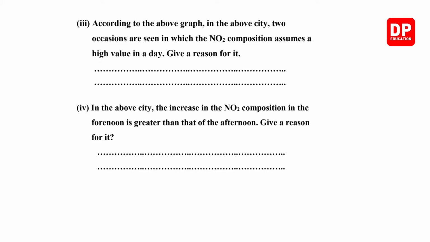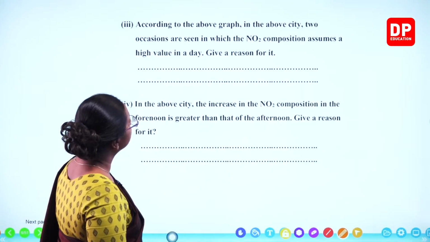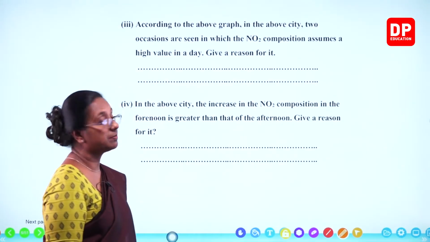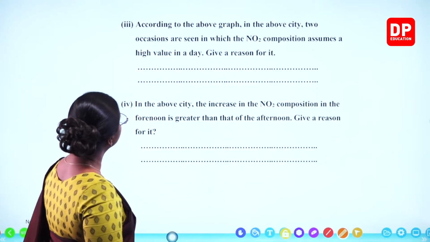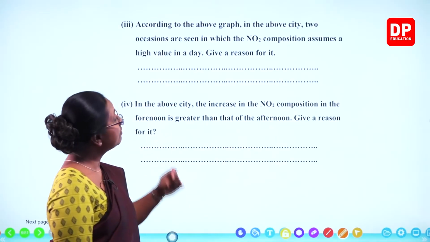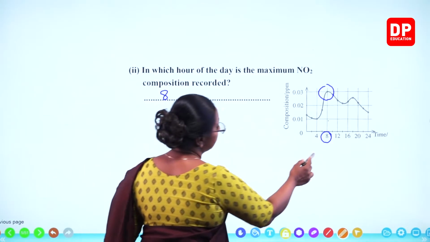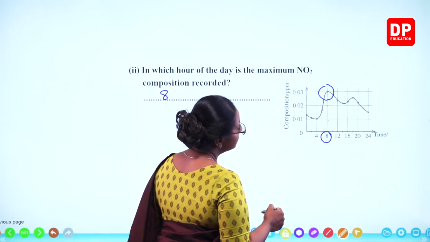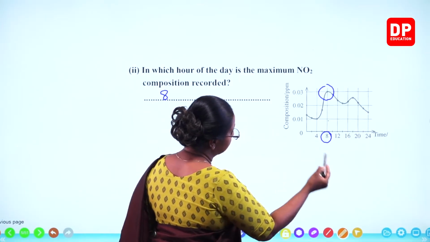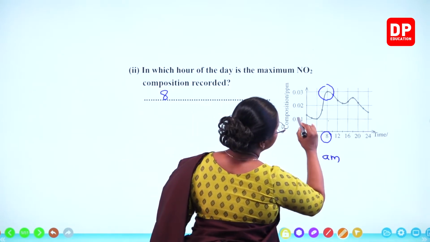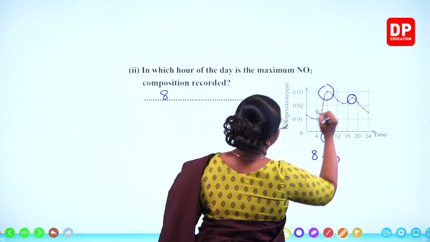Then the next question, third one. According to the above graph, in the above city, 2 occasions are seen in which the NO2 composition assumes a high value in a day. Give a reason for it. Now, if we look at the graph, this is one instance, 8 hours, that is 8 a.m. We identified it as 8 a.m. And then you can see this point here.